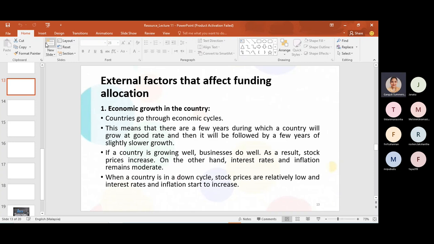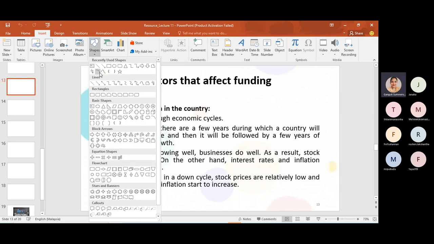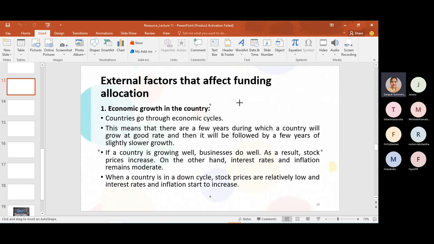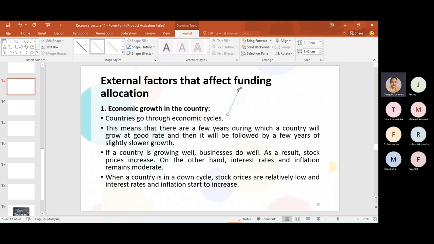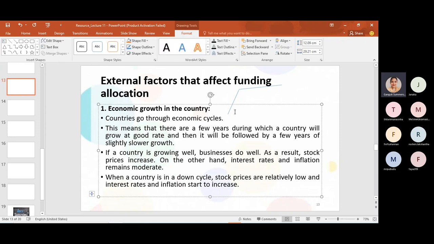It's something like this. If I have to show that by drawing a graph, there are a few years during which the country will have a good growth rate, something like this. And in the following years, the country is still growing, but the growth rate is slow. Something like this. So the graph will look like this.